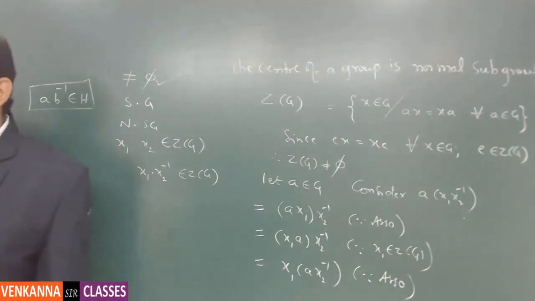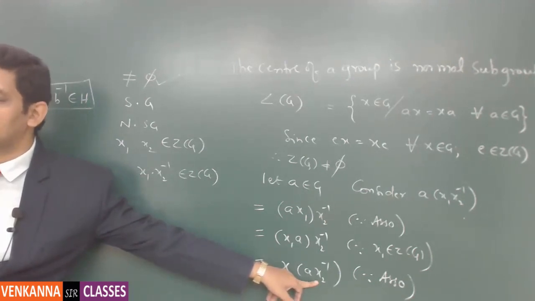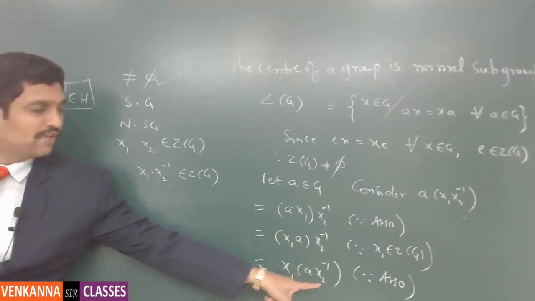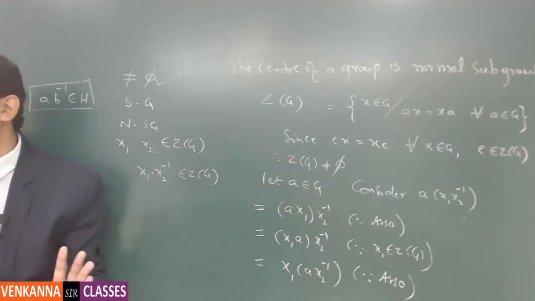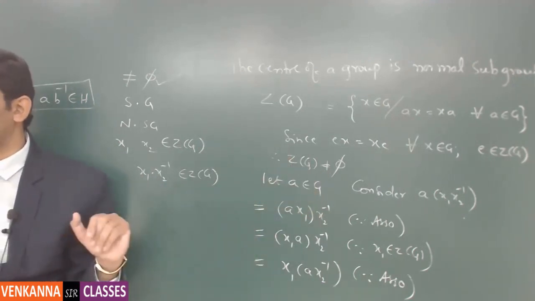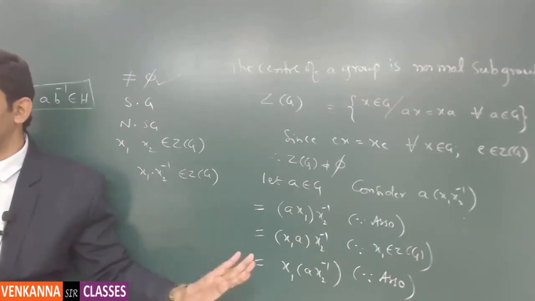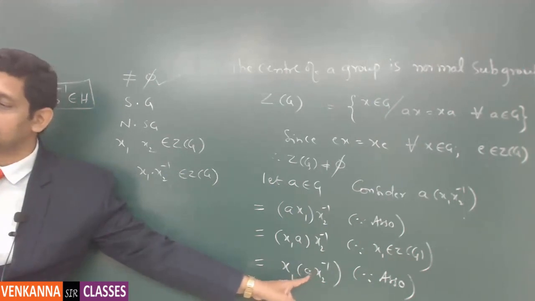So I need to verify whether x2 inverse satisfies the commutative property or not. That means I don't know whether x2 inverse belongs to the center or not. Then only I can apply the commutative property. So for our convenience, let us assume that x2 inverse satisfies the commutative property.